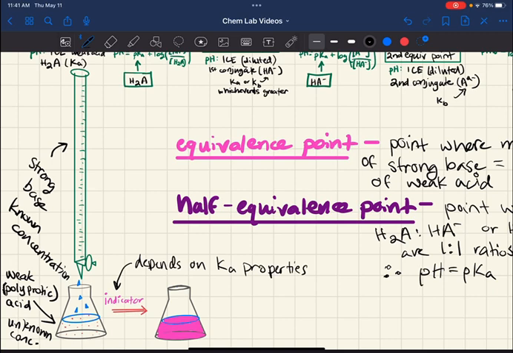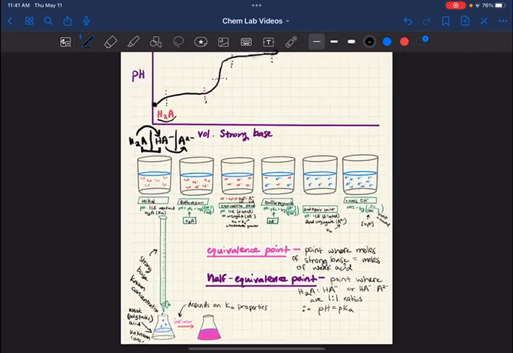But we won't be worrying about that. But this example here, from clear to pink, when it gets more basic at the equivalence point, is a typical phenolphthalein indicator that you may have used in the past.